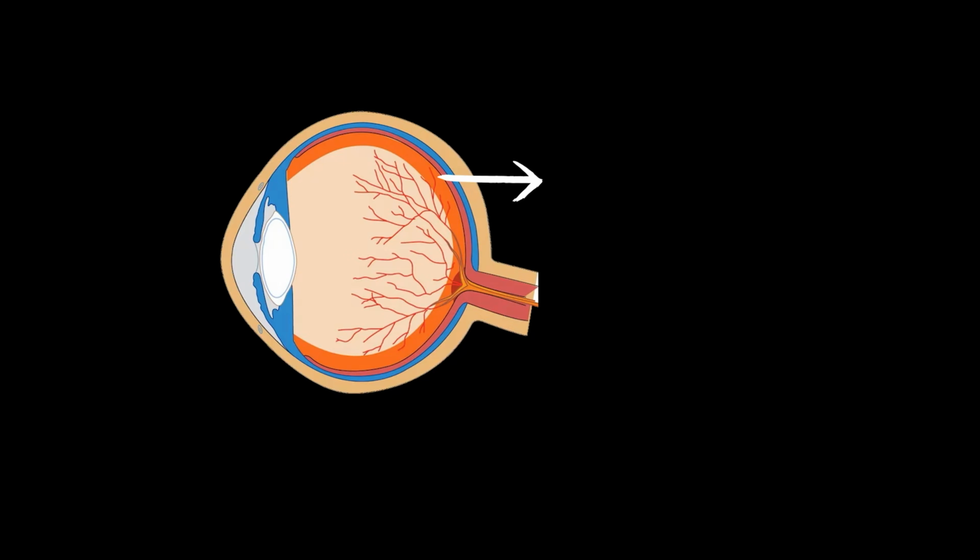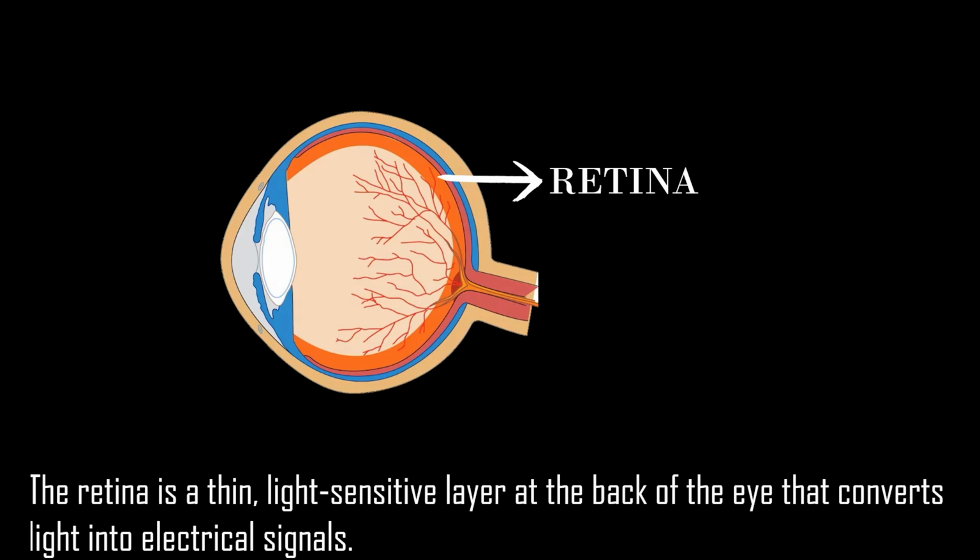Okay, next is about the retina. So what is the retina? The retina is a thin light-sensitive layer at the back of the eye that converts light into electrical signals. When the light hits the lens, it converges and strikes the retina. Here the image forms, and this image is real and inverted.